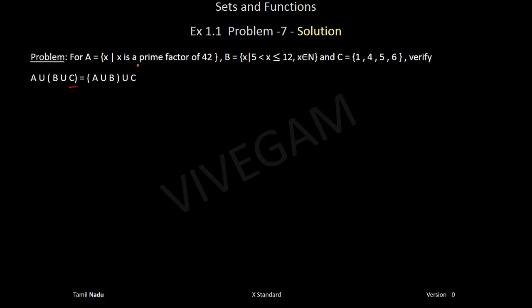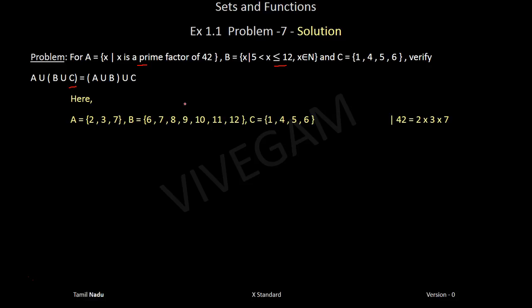Another difference here is that the set elements are not listed directly. It's described here: x is a prime factor of 42, and here x is such that 5 is less than x and x less than or equal to 12, and x is an element of the natural numbers. In this case it's listed out. To do all this checking, the first step is to list out all the elements of set A and set B, and then do the left hand side separately, the right hand side separately, and check whether they are equal. Okay, so now let's do it.